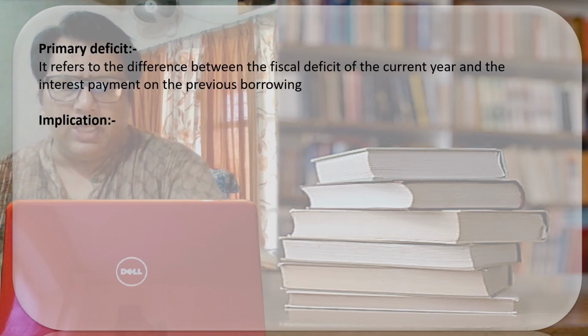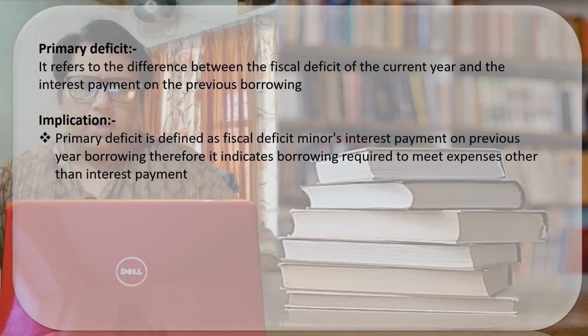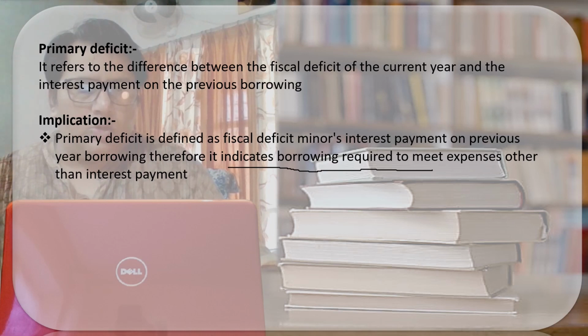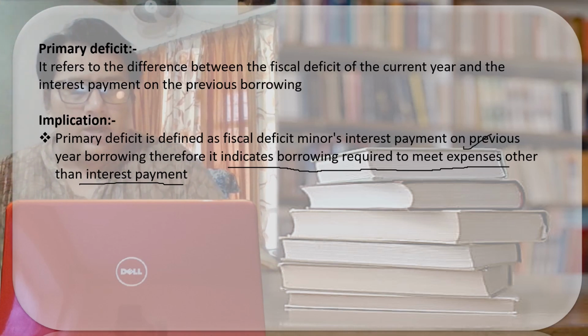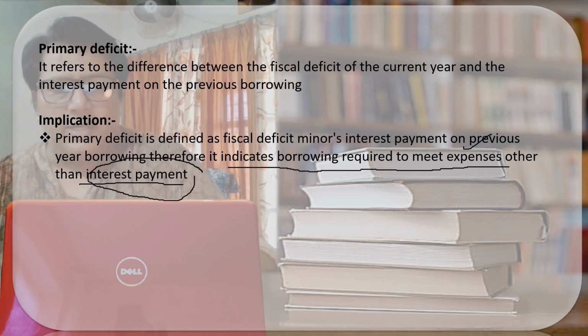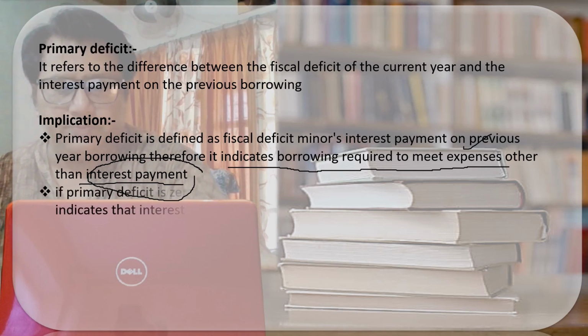Now let us see the implication of the primary deficit. Primary deficit is defined as the fiscal deficit minus interest payment on previous year borrowing. Therefore, what does it indicate? It indicates borrowing required to meet expenses other than interest payment. It indicates the borrowing requirement to meet out expenses other than interest payment.